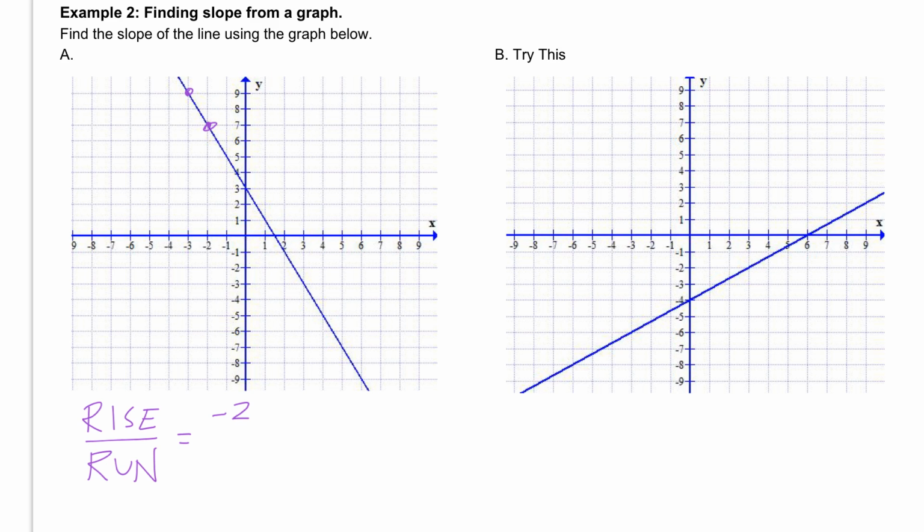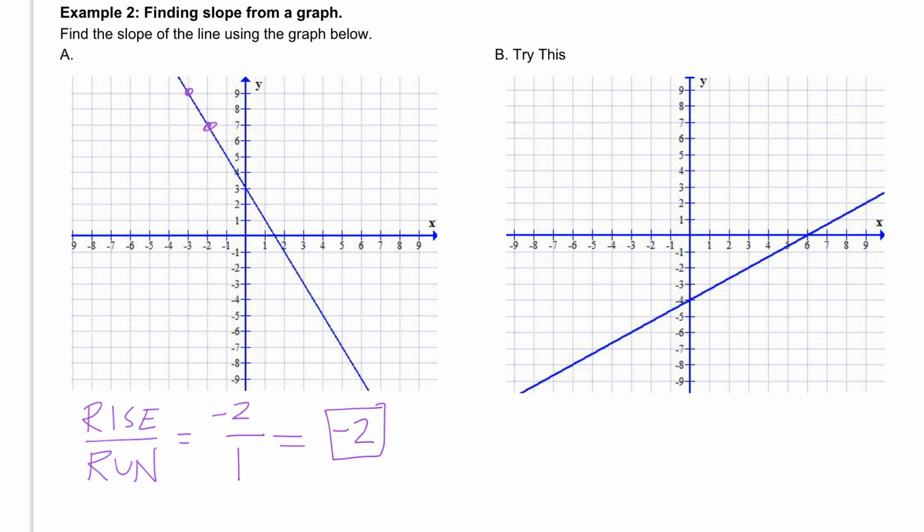So the change again in my y, I went from this point to this point. I'm going down 1, 2, and then I'm going over to the right by 1. So down 2, right 1, which means my run is just a positive 1. To the right is positive, to the left would be negative. And if I simplify this, negative 2 over 1, it would give me negative 2.